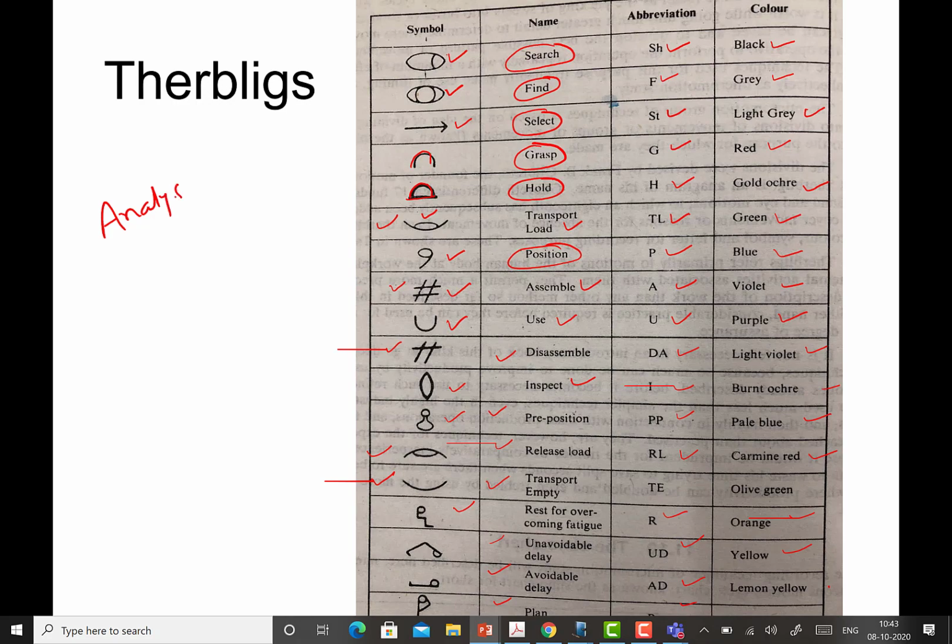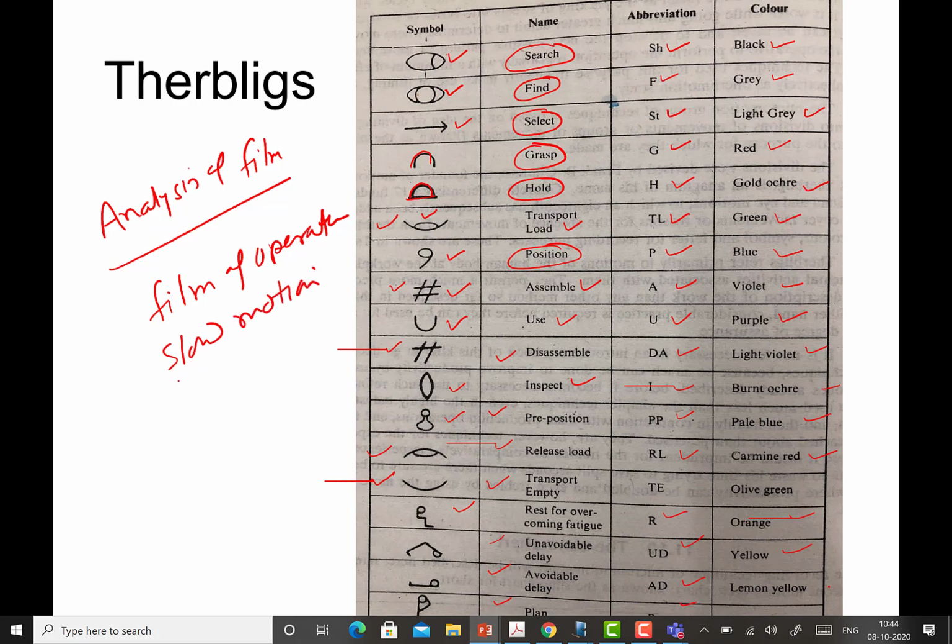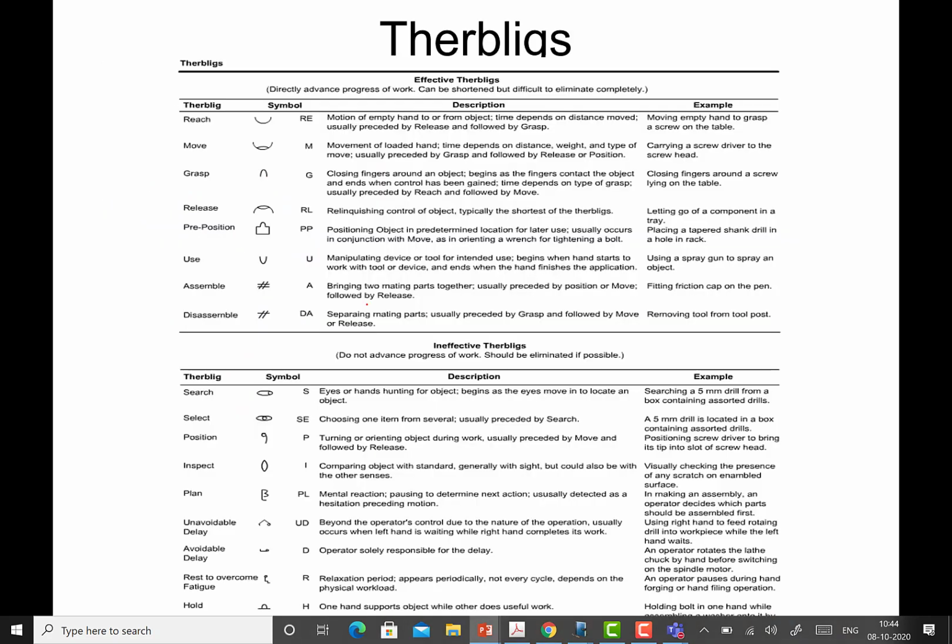Okay, so these are used for analysis of the films. Basically, the film of the operation is made, and then there are two ways: either watch the movie in slow motion or analyze it frame by frame. These are the two approaches used.